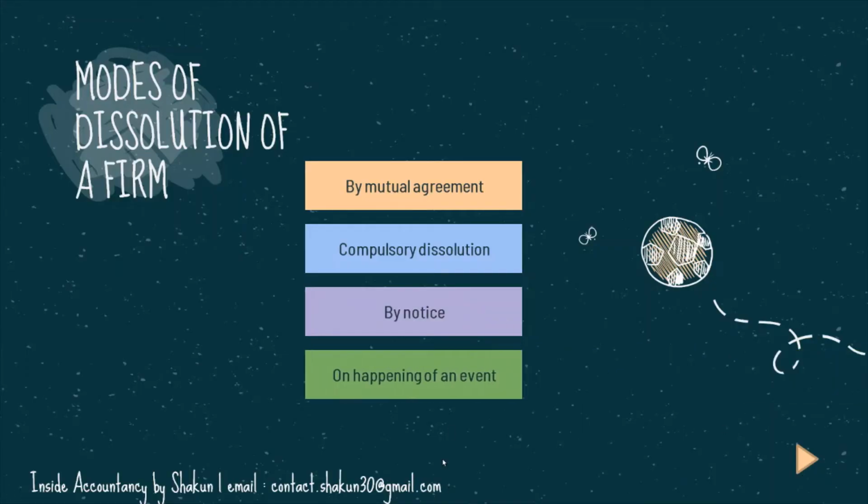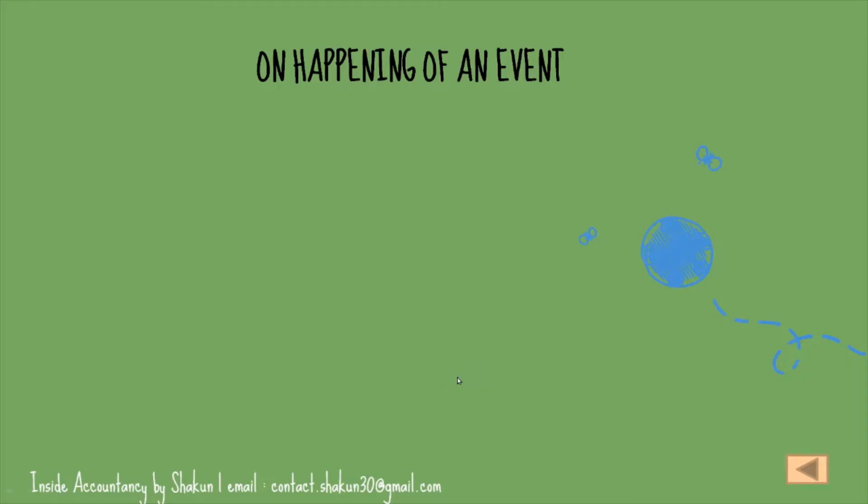The next mode is on happening of an event. Now, dissolution of the firm may also result on the happening of an event.